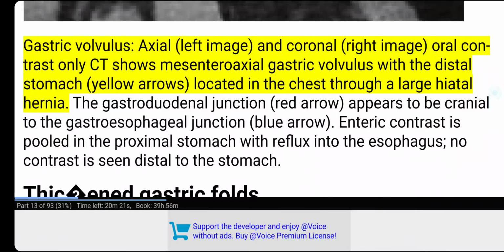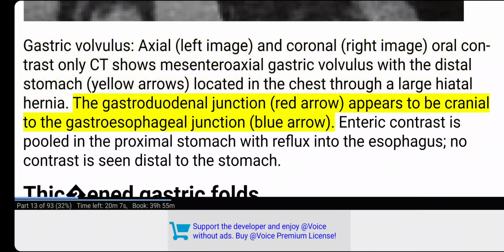Gastric volvulus. Axial, left image, and coronal, right image. Oral contrast only CT shows mesenteroaxial gastric volvulus with the distal stomach, yellow arrows, located in the chest through a large hiatal hernia. The gastroduodenal junction, red arrow, appears to be cranial to the gastroesophageal junction, blue arrow.